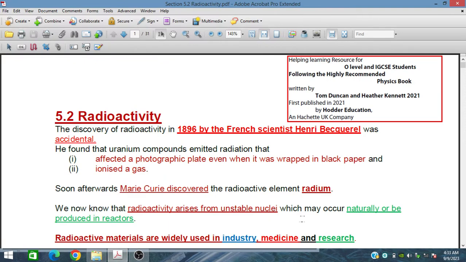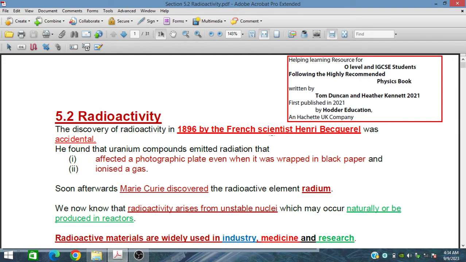Bismillah Rahman Rahim. In this session, we will discuss radioactivity. This topic is very important for O level and IGCSE students under the subject of O level physics. I have taken this material from the book by Tom Duncan and Heather Kennett, 2021, a highly recommended book for IGCSE and O-level physics, published by Hodder Education.